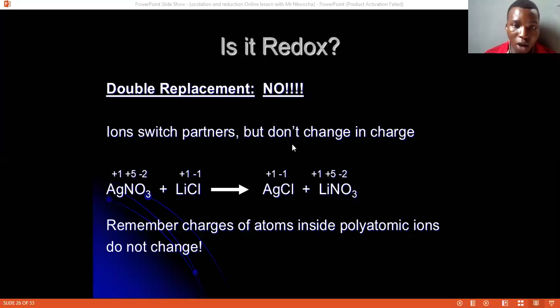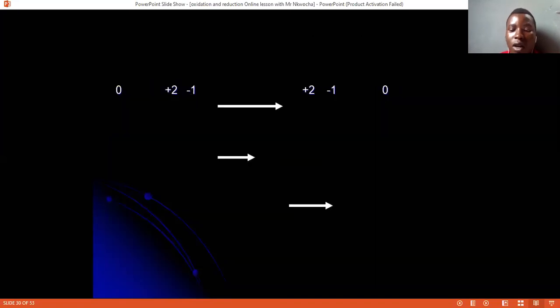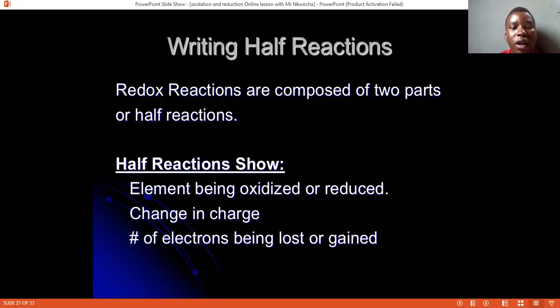Okay, so you have to be very, very explicit. Redox reactions are usually composed of two half equations, or two half reactions. We call them half reactions. I think I have one of the slides that puts the definition there. A half reaction is a reaction that shows only the oxidation reaction or only the reduction reaction. Okay, so no big deal. Half reactions usually show the element being oxidized or the element being reduced and the change in charge.